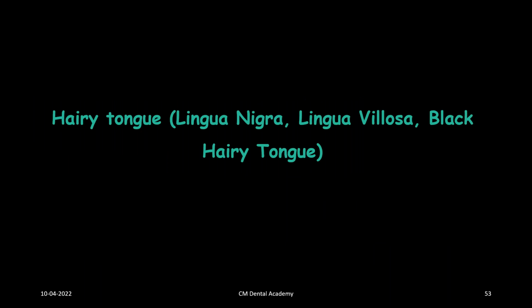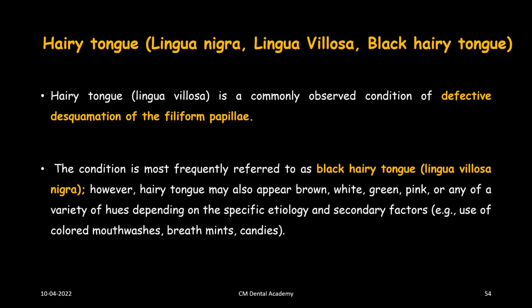Hairy tongue. It is commonly observed with the desquamation of the filiform papillae, most frequently referred to as the black hairy tongue. However, it may also appear in blue, white, brown, green, and pink hues, depending on the specific etiology and secondary factors, such as colored mouthwashes, breath mints, and candies.